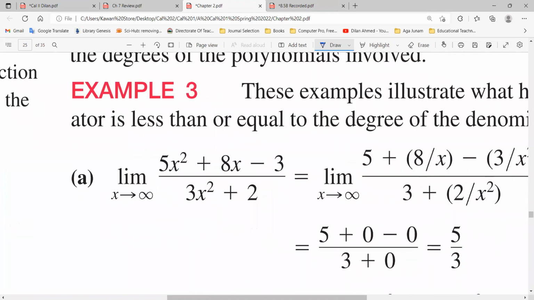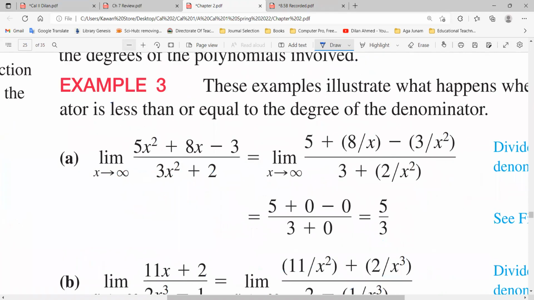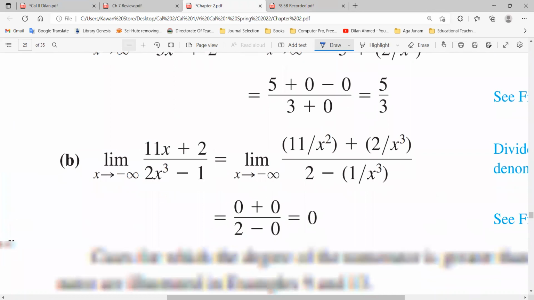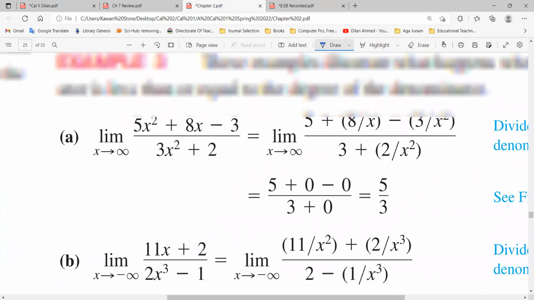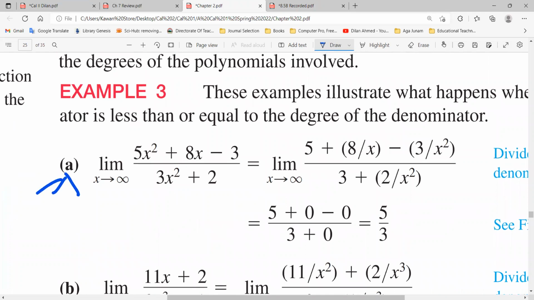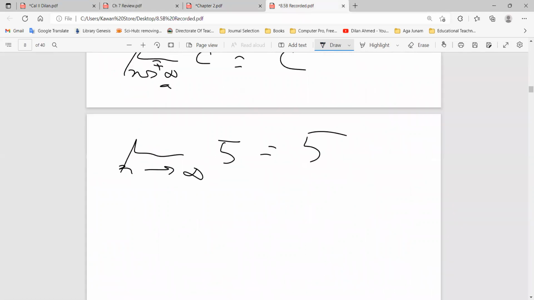Now in example number 3, we have 3 cases. Here maybe A, maybe B, I'm waiting for C. No, we have no C. So I'm going to change this example to 3 parts. For example, I'll give you the idea and you apply the same idea here.